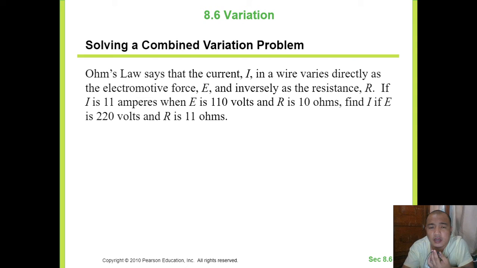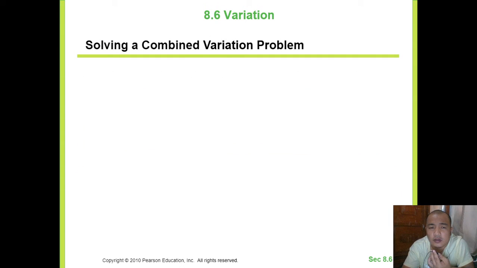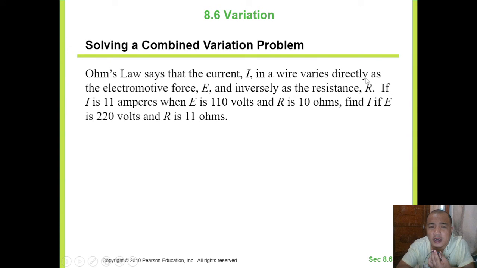Ohm's law says that the current I in a wire varies directly as the electromotive force. Now, let us try to solve a combined variation problem, because it has both direct and inverse variation. Ohm's law says the current I in a wire varies directly as the electromotive force E and inversely as the resistance R. If I is 11 amperes when E is 110 volts and R is 10 ohms, find I if E is 220 volts and R is 11 ohms.